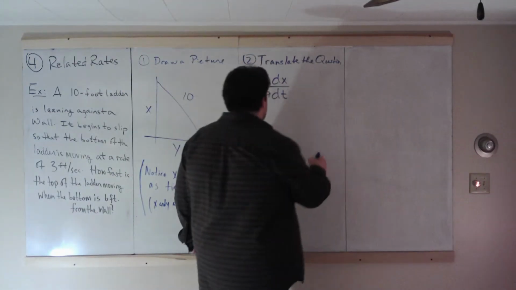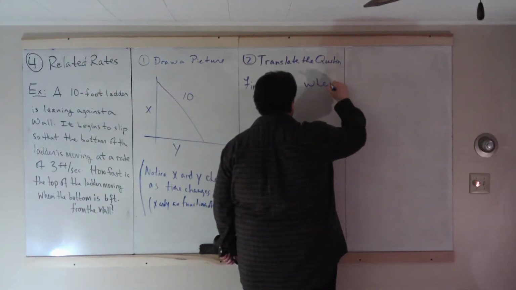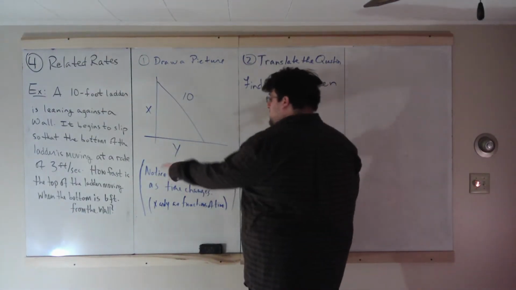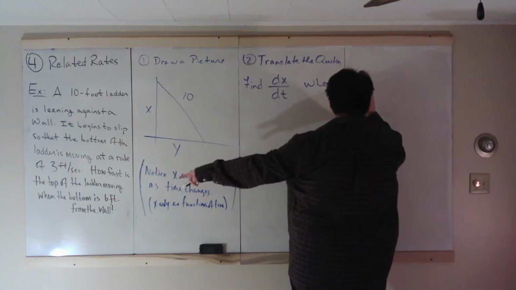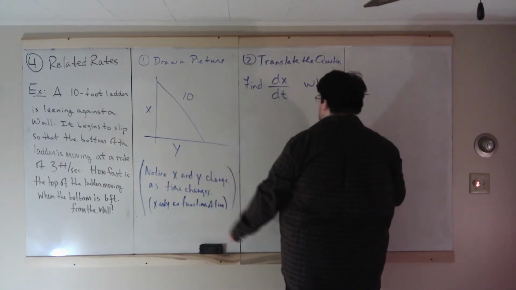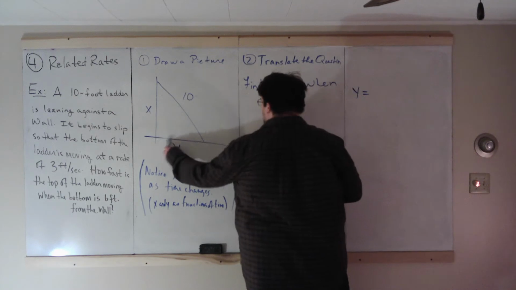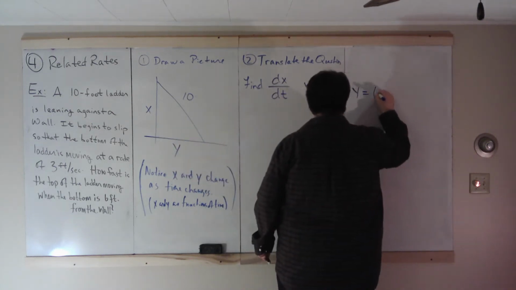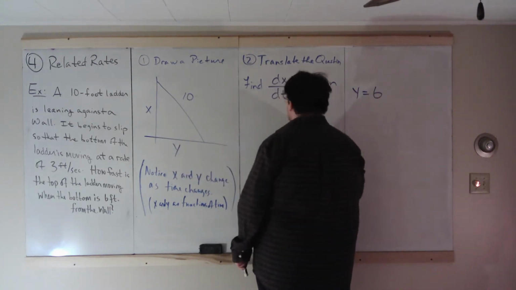When does it want dx/dt? Well, it wants it when the bottom is 6 feet from the wall. What measures where the bottom is? Y. It wants dx/dt when y equals 6.